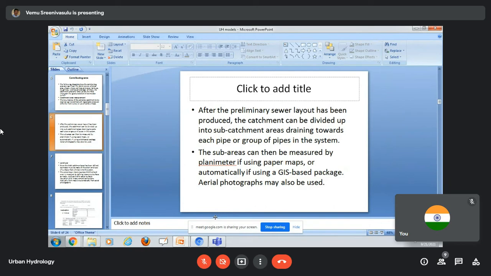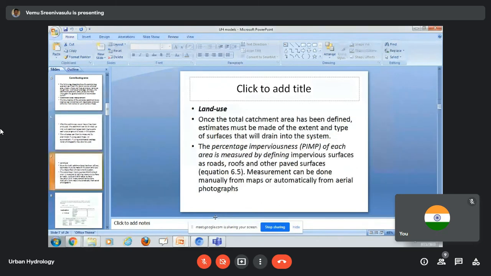Land use. Once the total catchment area has been defined, estimates must be made of the extent and type of surface that will drain into the system. Then you have to see the land use, land cover. Where the pervious areas are, where the impervious areas are, where the urban area is, where the water bodies are, where the agriculture is, where the forestry is, where the barren land is, all those things.